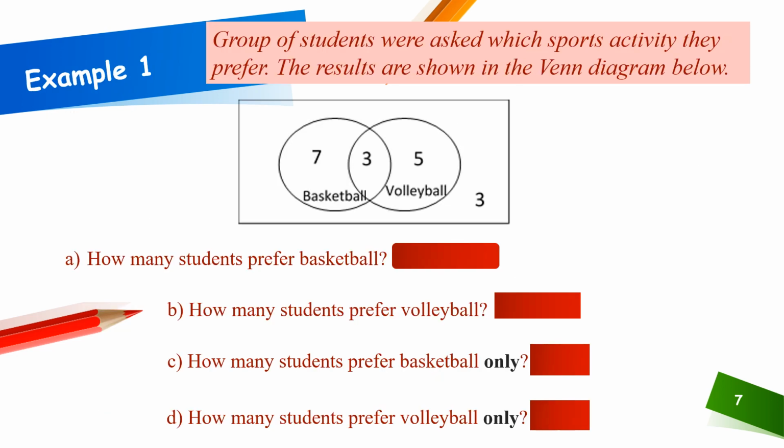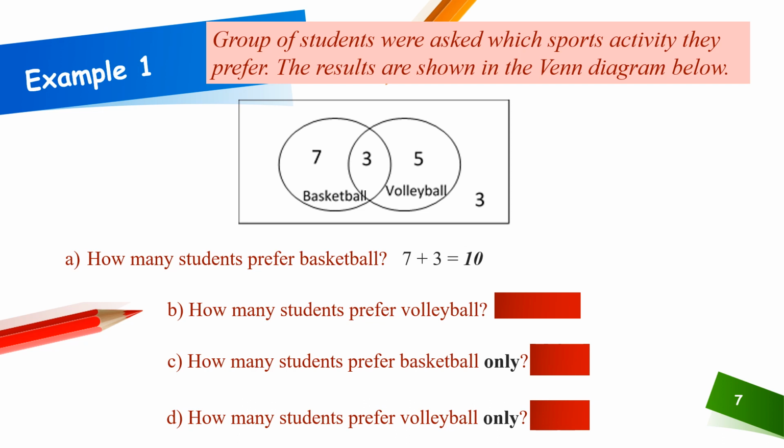Let's have example 1. The Venn diagram shows the number of students who prefer each of the two sports or both the two sports. Ngayon, sagutan natin ang mga tanong. Question 1. How many students prefer basketball? Hinahanap natin dito ang kabuuang bilang ng students who are inside set B. So, 7 plus 3 is equal to 10. There are 10 students who prefer basketball.